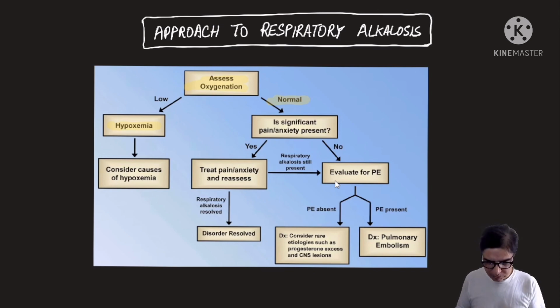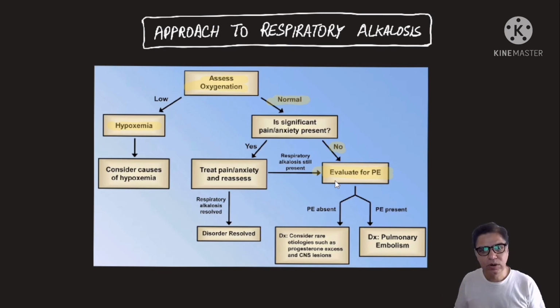But if there is no pain and no anxiety, then especially in adolescence, if there is a history of using oral contraceptives or a family history of clotting problems, you have to evaluate for pulmonary embolism as well, because sometimes pulmonary embolism can present with respiratory alkalosis while the rest of the signs and symptoms would be negative. Again, there is a criteria for that, like the Wells criteria, or you want to do CTPA. I'm not going to go into the details of what the criteria are and when to do it and when not to. It's simple: in that case, you should consider pulmonary embolism as well if there are risk factors.